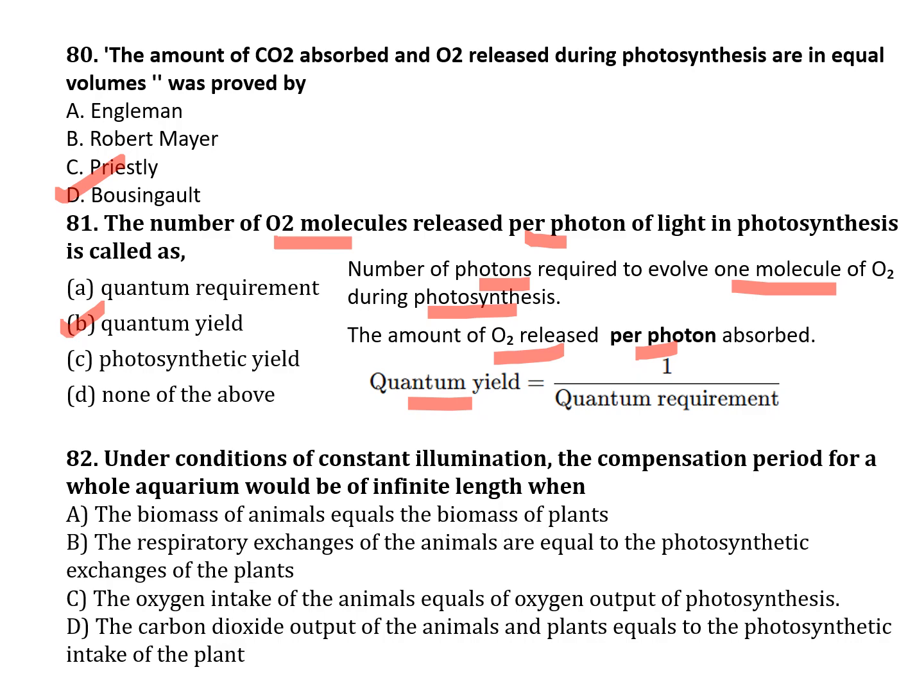The next question, number 82. Under condition of constant illumination, the compensation period for a whole aquarium would be of infinite length when option A, the biomass of animal equal to the biomass of plant. Option B, the respiratory exchange of the animal are equal to the photosynthetic exchange of the plant. Option C, the oxygen intake of the animal equal to oxygen output of the photosynthesis. Option D, the carbon dioxide output of the animal and plant equal to the photosynthetic intake of plant. Correct answer is option D, the carbon dioxide output of the animal and plant equal to the photosynthetic intake of the plant.